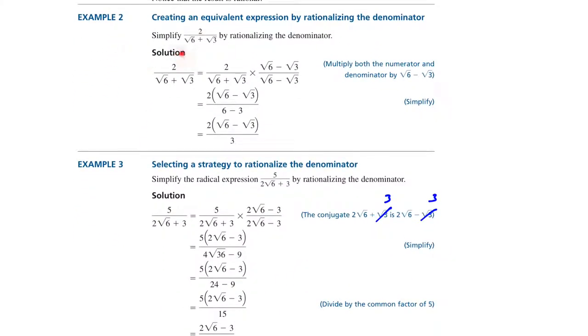Example 2. Simplify 2 over square root of 6 plus square root of 3 by rationalizing the denominator. We times it and divide the fraction by the conjugate of the denominator. The conjugate of square root of 6 plus square root of 3 is square root of 6 minus square root of 3. If we multiply square root of 6 plus square root of 3 by its conjugate, we have 6 minus 3. Therefore, the fraction can be written as 2 square root of 6 minus square root of 3 divided by 3.